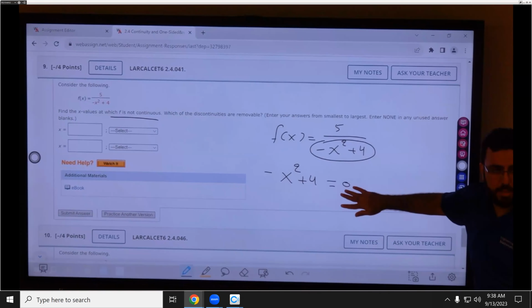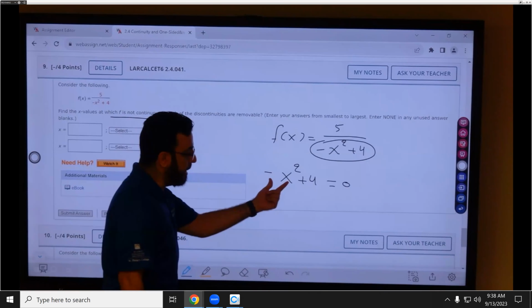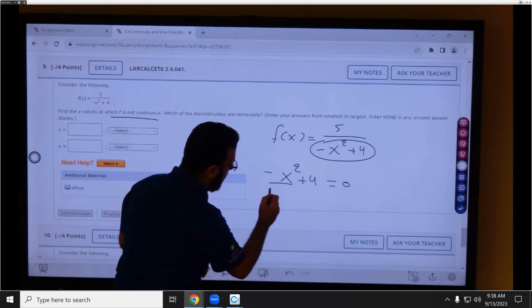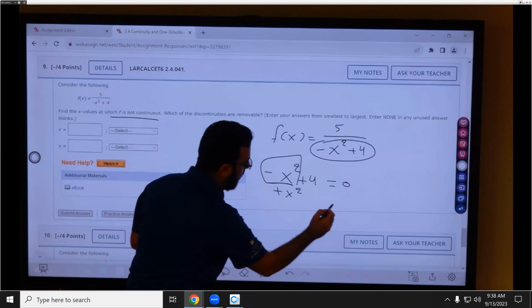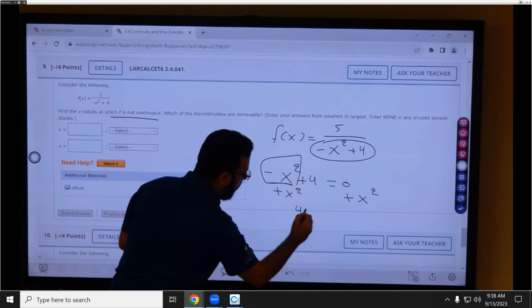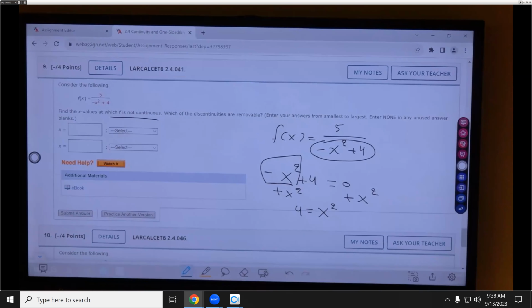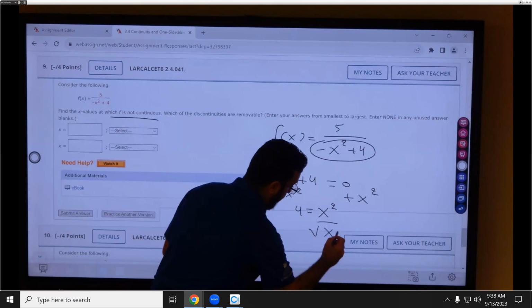Can I solve this one? You're right, you can factor it, but it's a negative sign, so you can't factor it here. You have to move it to the other side. You're gonna add x squared to both sides. So 4 equals x squared. Now what's the next step? I need to find the value of x. Take the square root of both sides.